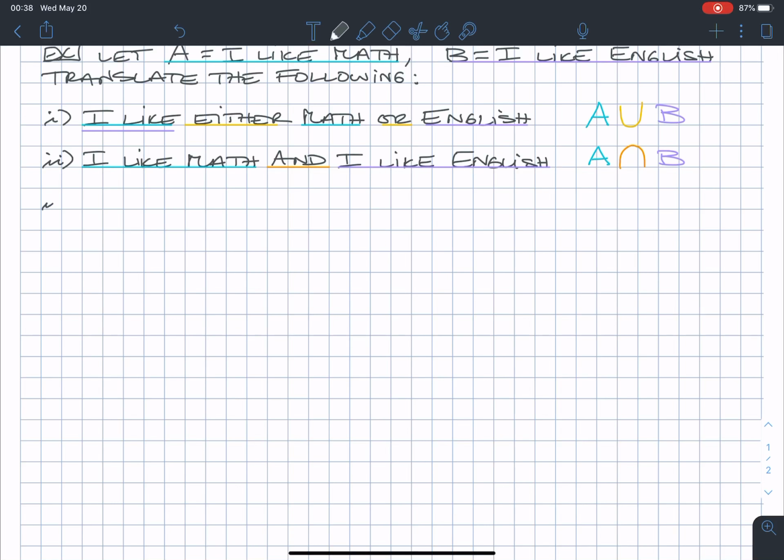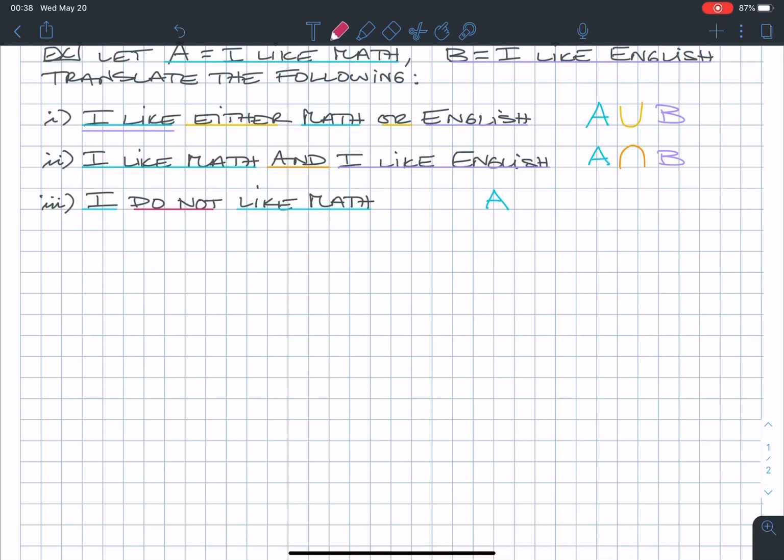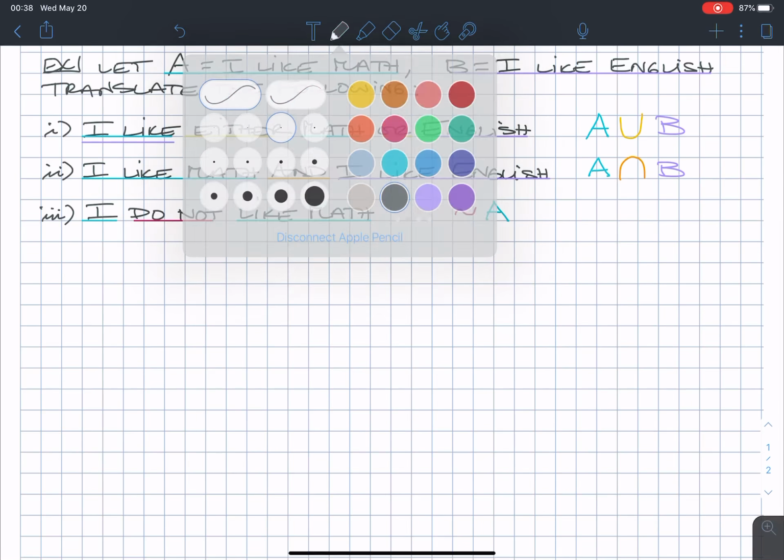So let's go back to that little not symbol we had before. So I do not like math. So we do have the I like math here. Here's my I. Here's like math. So that's my A. But I have this do not here. That do not, remember, was this symbol, not the set. So I do not like math. Number four.